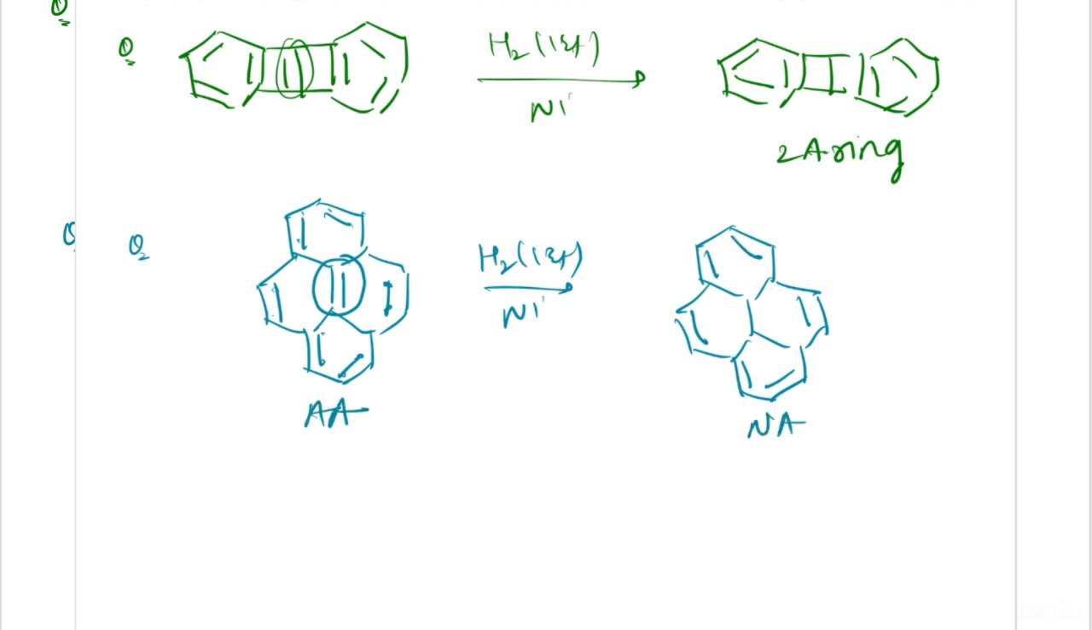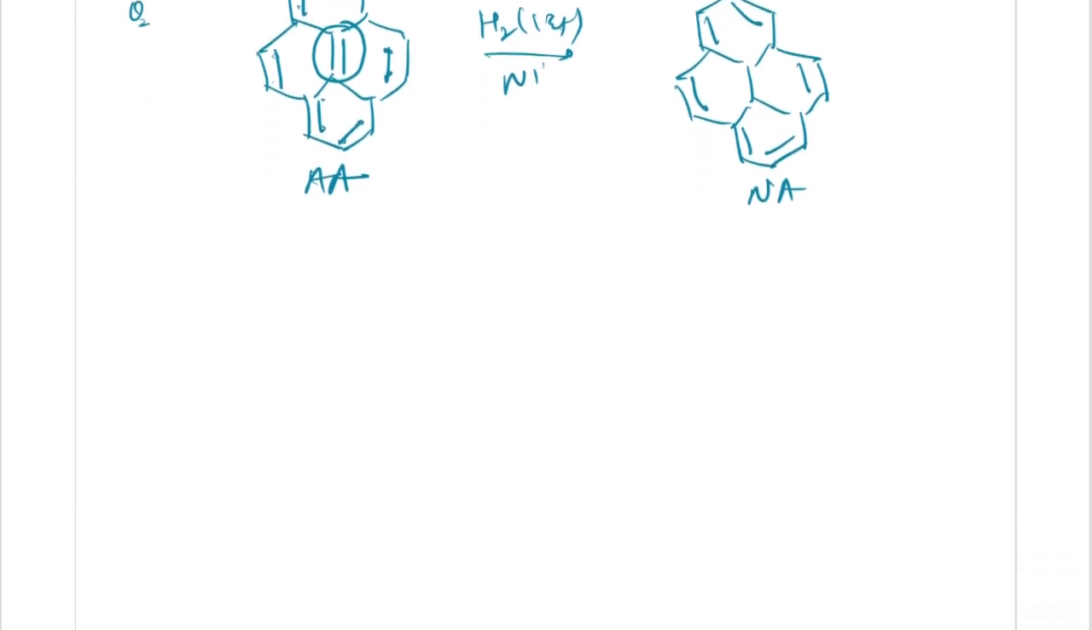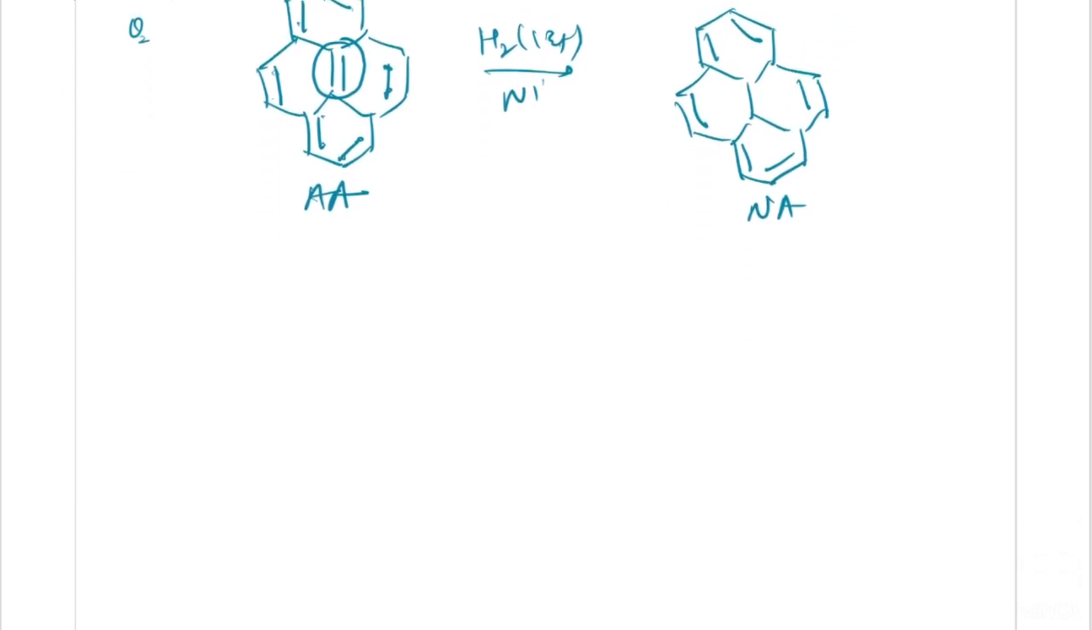Now the second type of reaction is with sodium metal, Na metal. So with sodium metal we have 4 pi electrons.